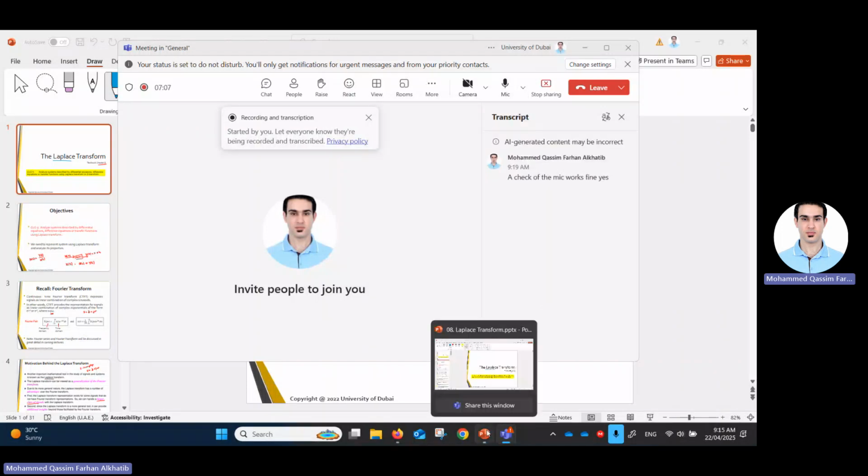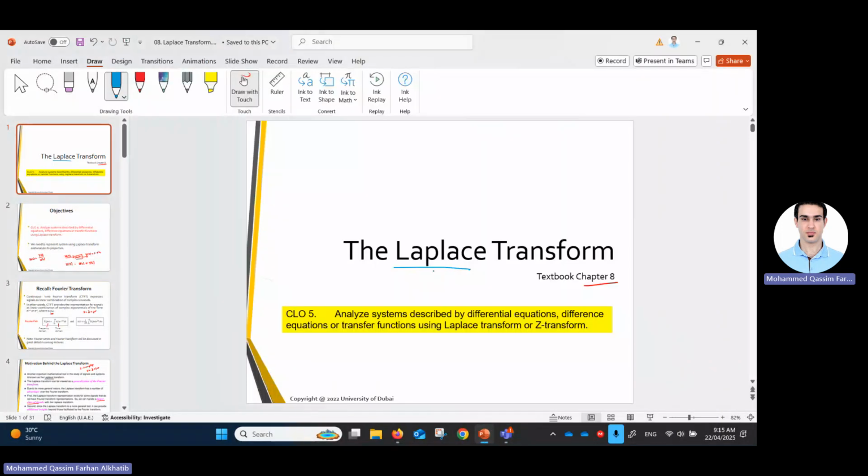Yes. So basically, Laplace transform is a generalization of the Fourier transform. The Fourier transform is the integration from negative infinity to infinity of h of t times e to the power of negative j omega t dt. So this is what we call h of j omega, or h of omega for short.